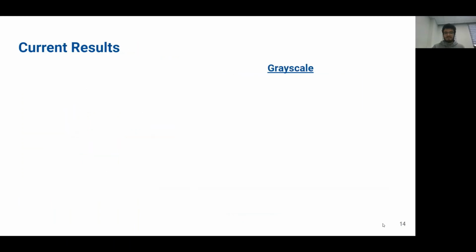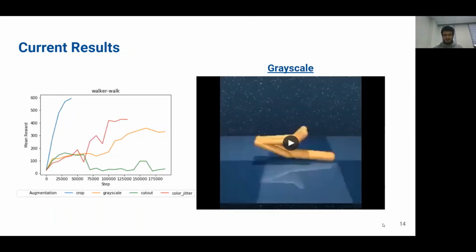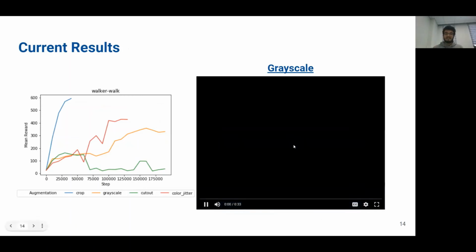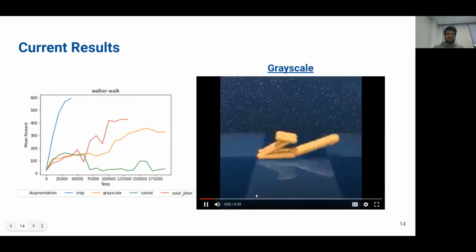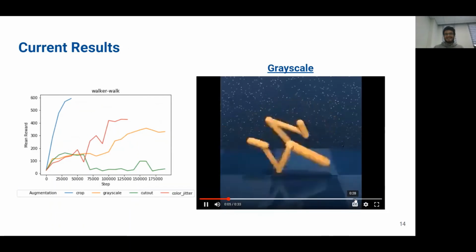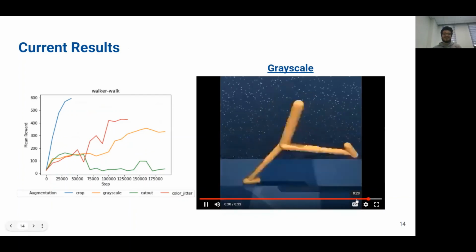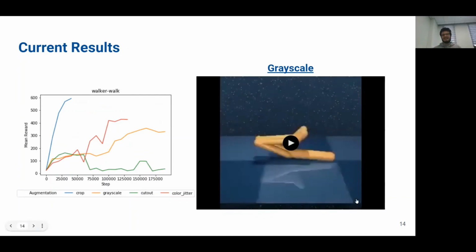Another example that we have of results is on the Walker environment, right? This is actually running right now. That's why the time series is not complete. But again, the cropping augmentation is usually the best one, and the color jitter is the second one. This is a video for grayscale, and you can see that in the start, the agent cannot do anything. And later, it starts walking sometimes a little bit, but actually the grayscale one doesn't achieve as many rewards. So it just kind of shows that different augmentations do not actually achieve the same result, right? Augmentations are good for different things.